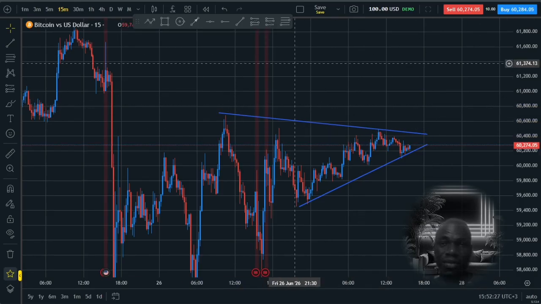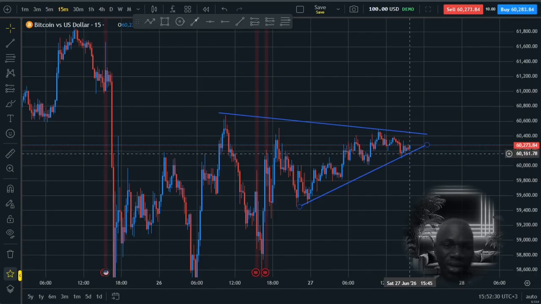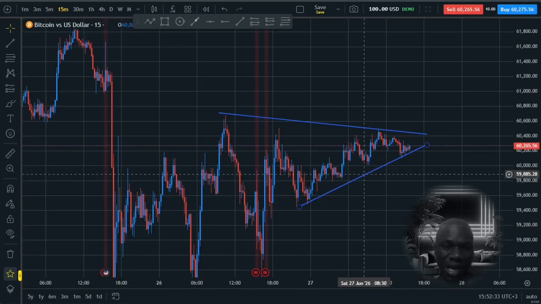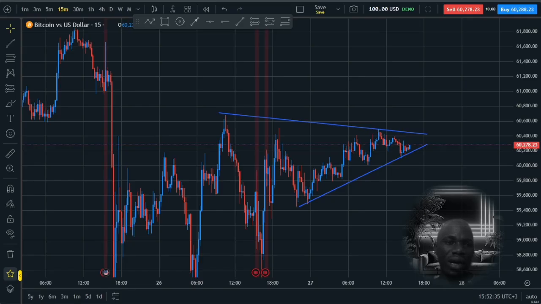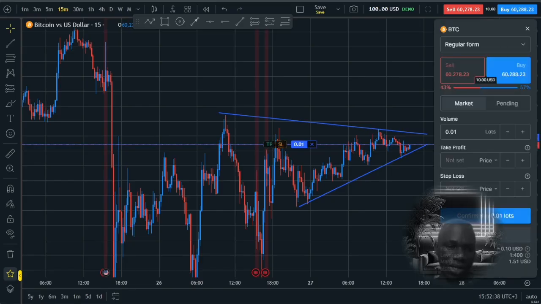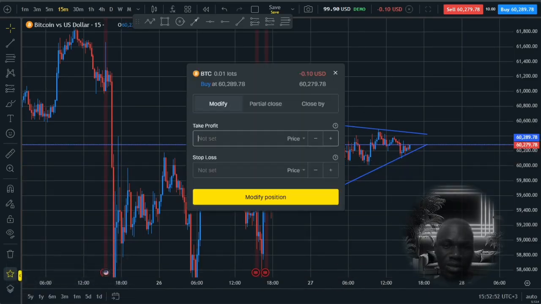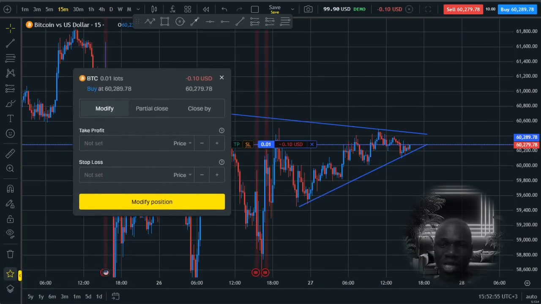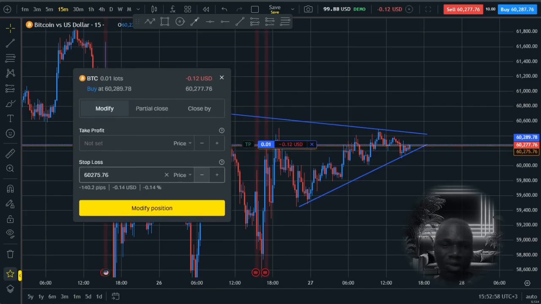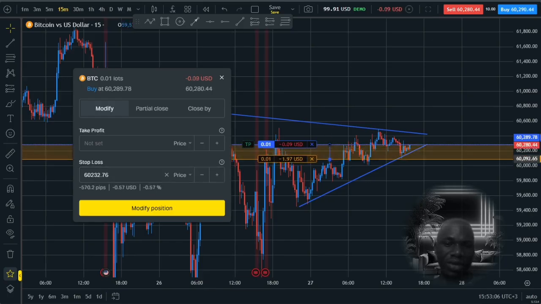Let's take an example. If you execute from here, then you have to set your stop loss below here. Let's take a look. For example, let's execute a buy. So what's the risk? Let's say you execute a buy, you have to set your stop loss around here. So where is your stop loss? As a trader, first you have to manage your risk. So risk is first.